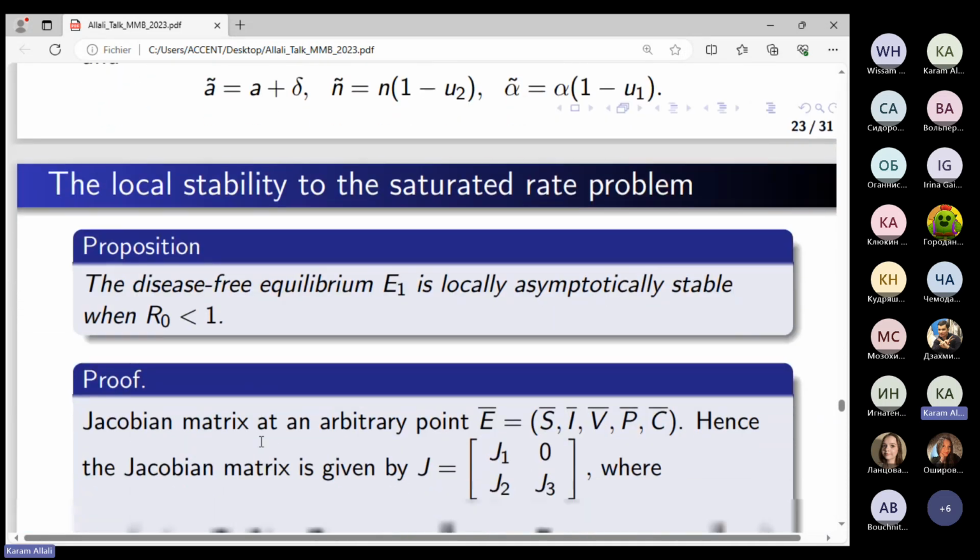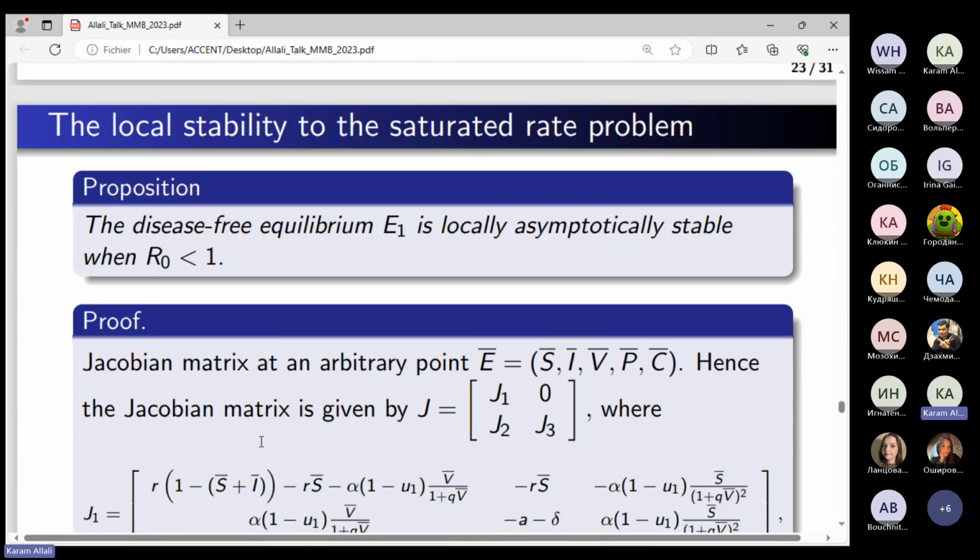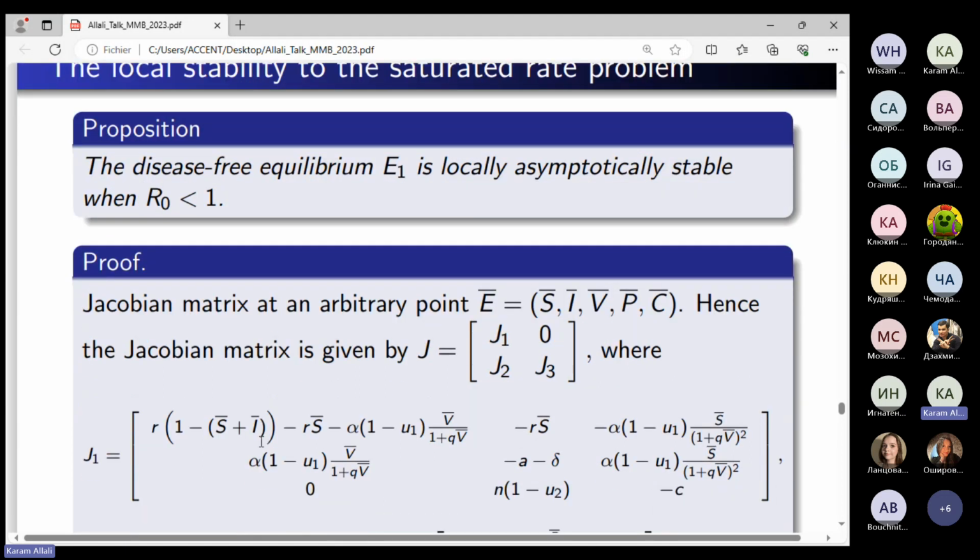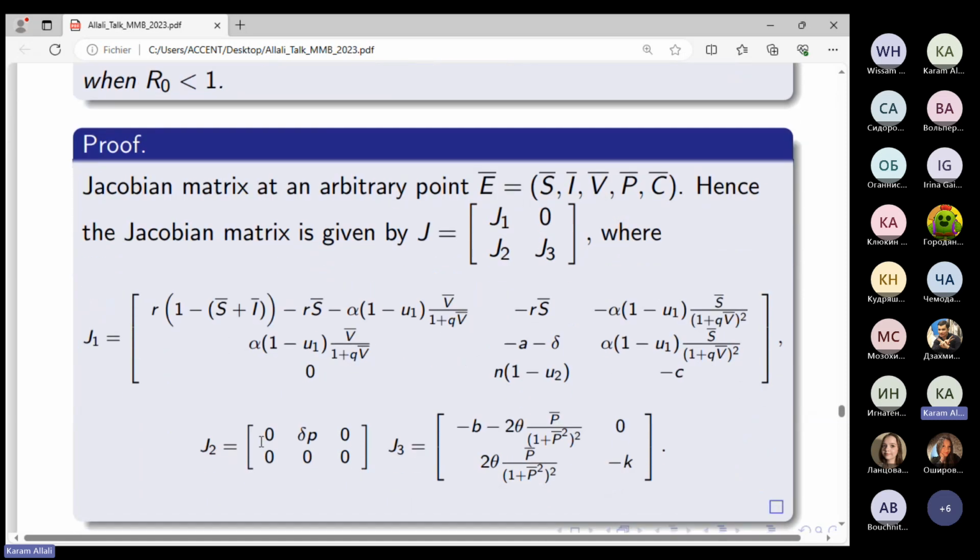The local stability of the disease-free equilibrium E1: it is locally asymptotically stable when R0 is less than 1. The idea of this proof is to take the Jacobian matrix. The Jacobian matrix at any point is given by G1, 0, G2, G3, where G2 and G3 are given by this formula.